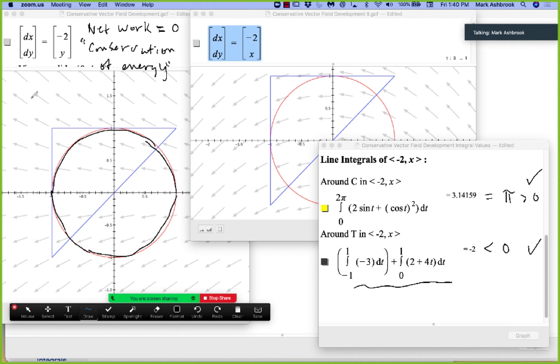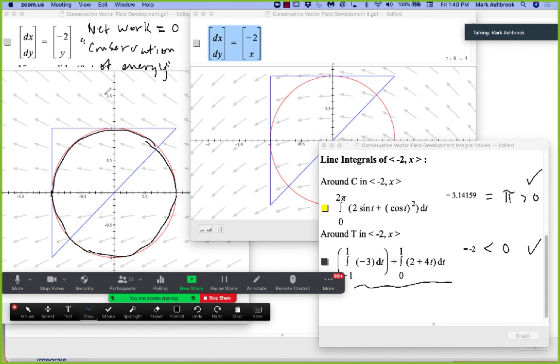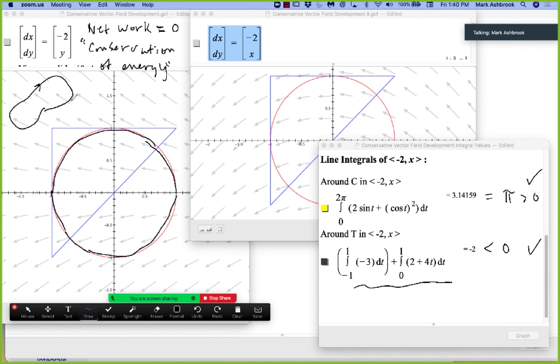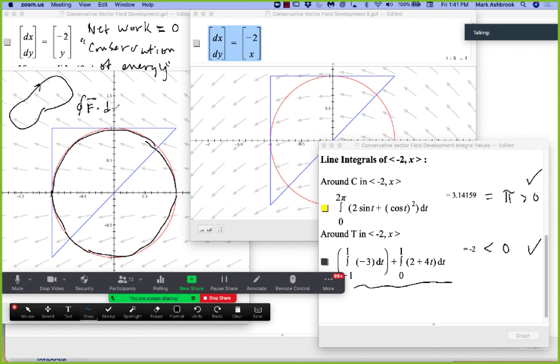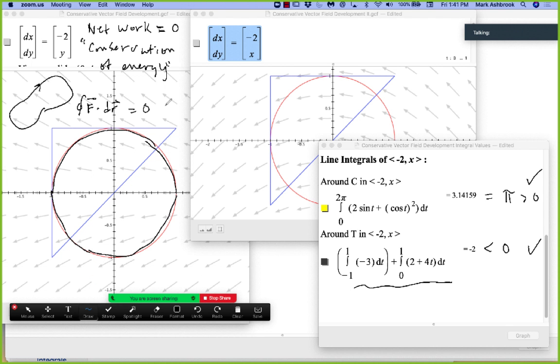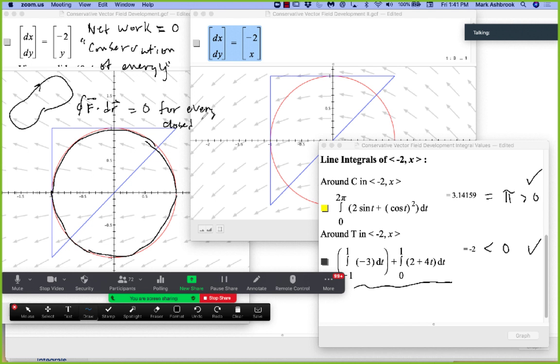And in fact, any path, any circulation integral through this field, so it could be like a peanut shape, like over here in the second quadrant. If you calculated the circulation around this closed loop, for every closed loop, the circulation in this field is always 0 because you'll always have conservation of energy.